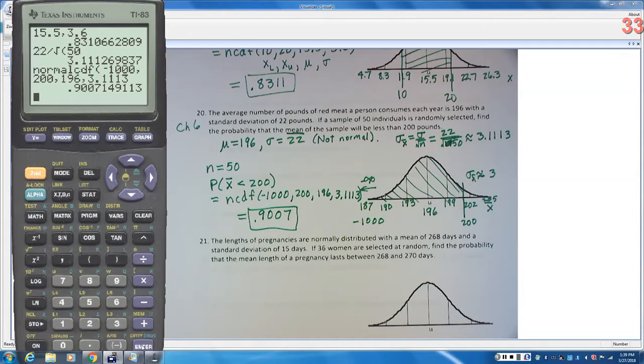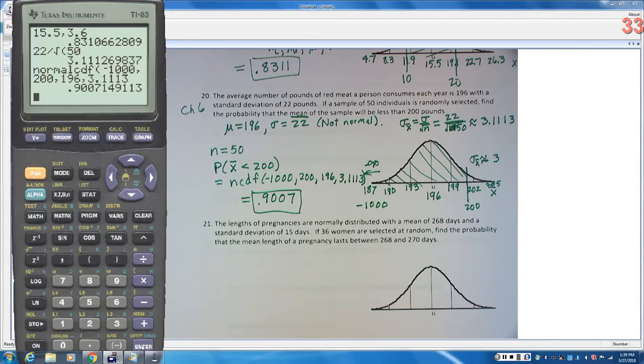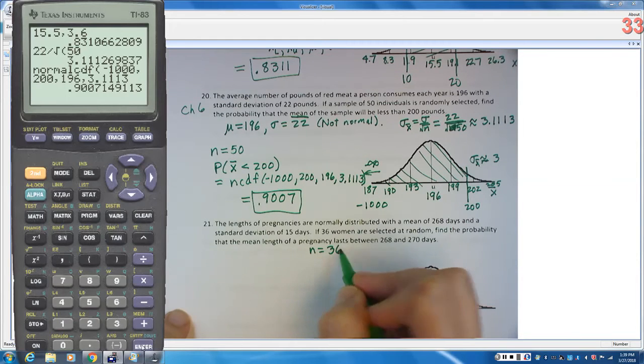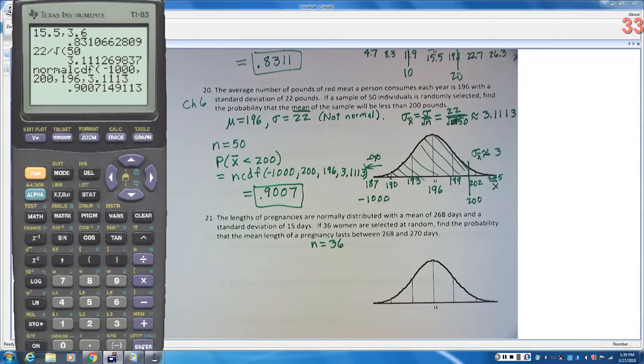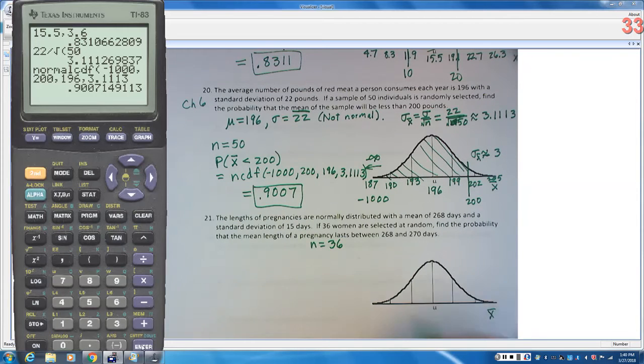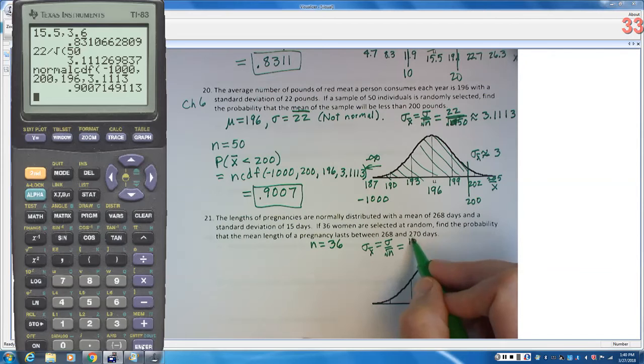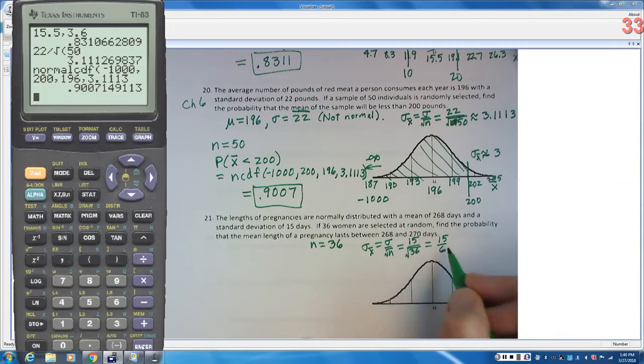Okay, so the next question is very similar. Since it's between, and your n is 36. When you're given an n that's not 1, when you have a sample size, you find your new standard deviation first, and mark your curve off for x bar. And that's 15 divided by the square root of 36, 15 over 6.